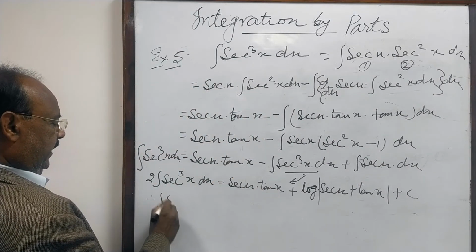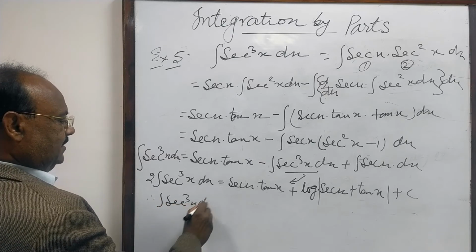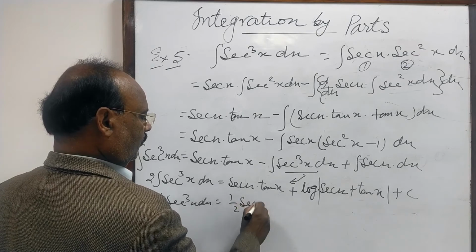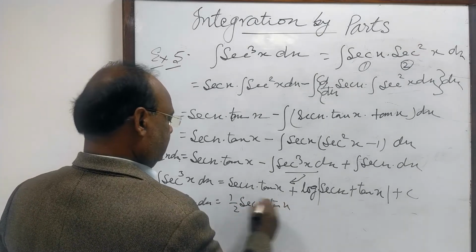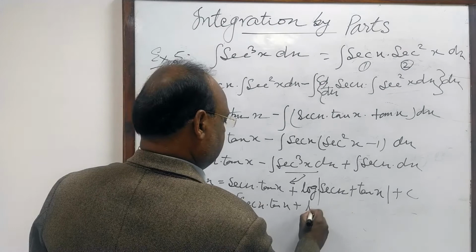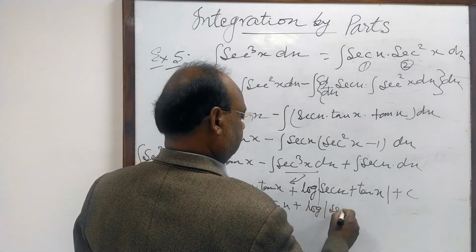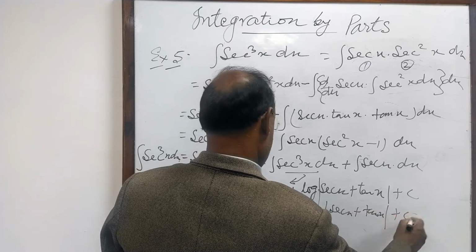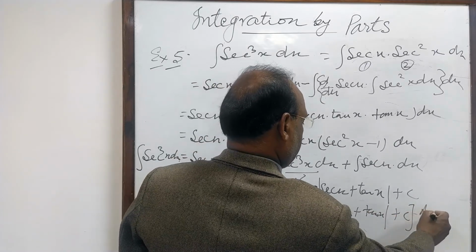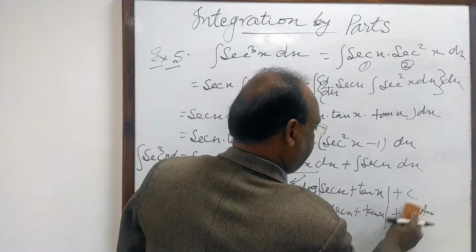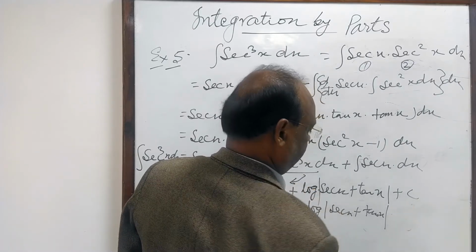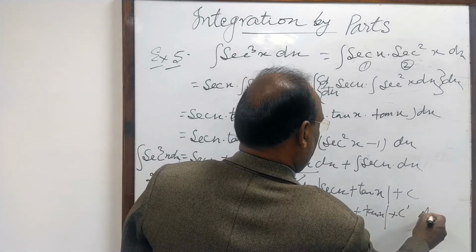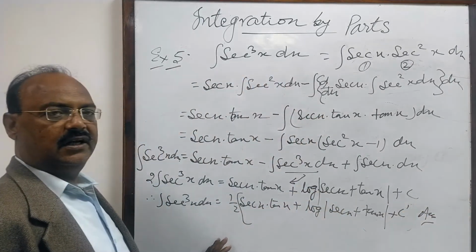So therefore integral of sec cube x dx is equal to half sec x into tan x plus log of sec x plus tan x plus c. Better to write c outside here, or write C dashed. This is the result, this is the answer.